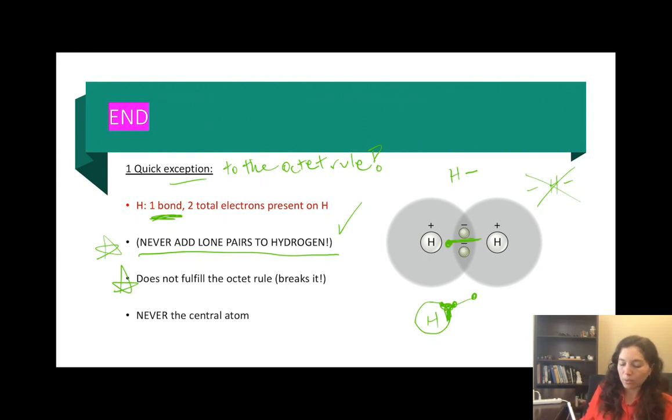What this looks like when you draw it in molecules is you often see hydrogen kind of stuck out here like this. So if you had a bromine instead, bromine would have a bunch of electrons around it, a bunch of lone pairs. Hydrogen does not.